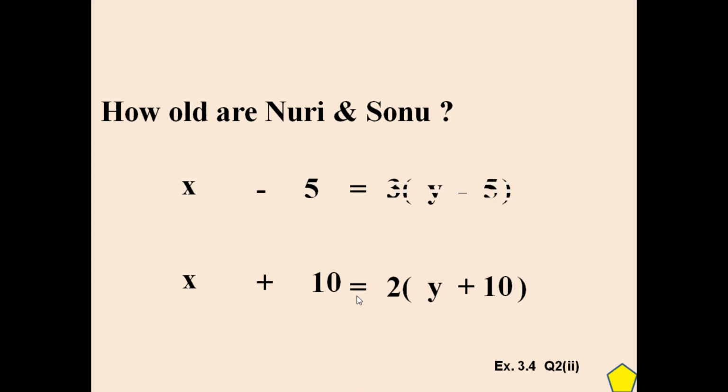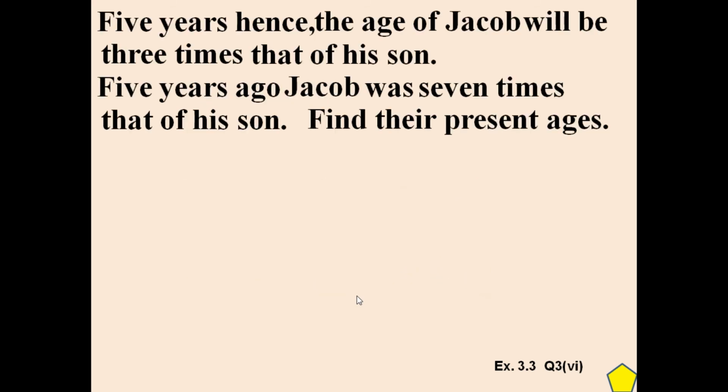Let's look at one more example here. So this becomes this. This can be solved like this on opening the bracket. Now let's look at this question. Very similar to the previous one again. There are two people, Jacob and his son. So Jacob will be X, son will be Y, the present ages. And it is again talking about two different time frames: 5 years hence, 5 years ago.